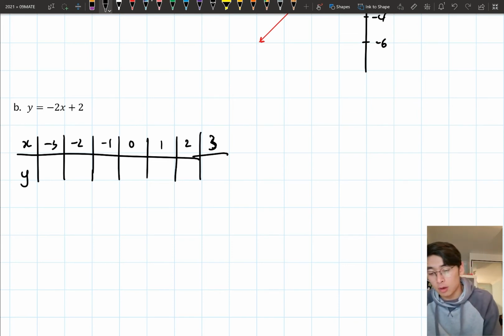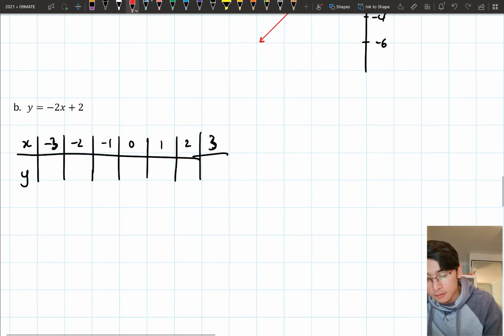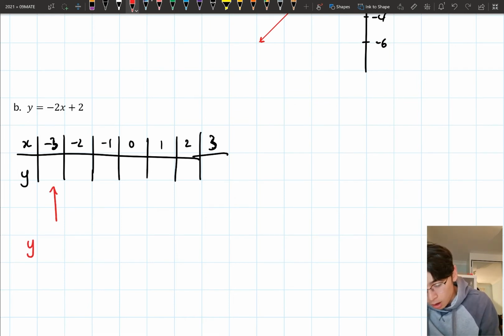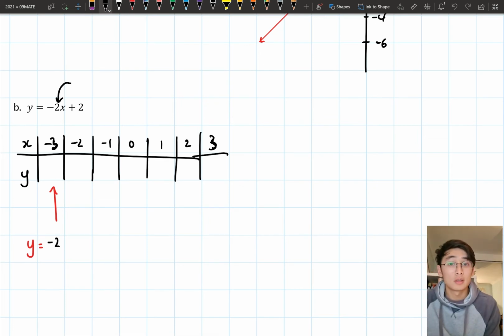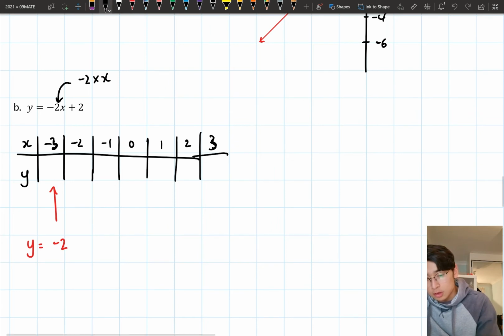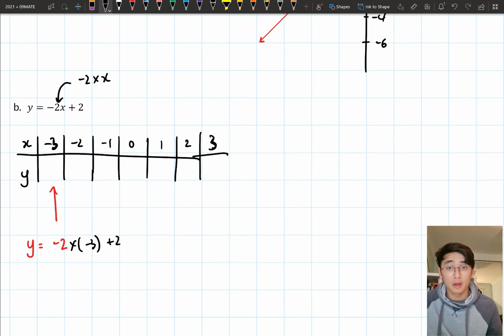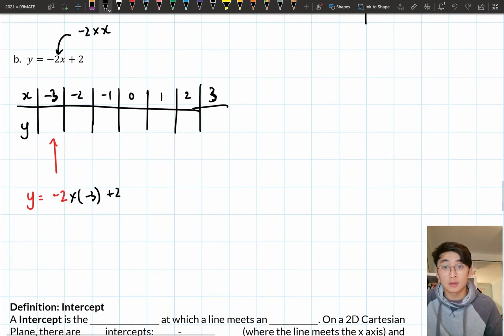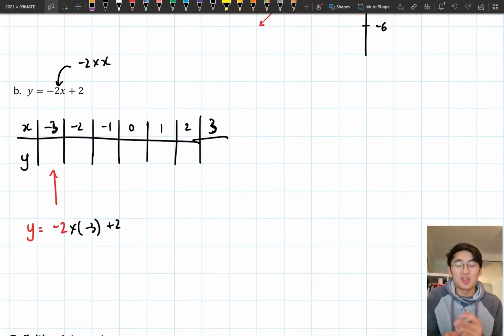So let's do that. First one, I'm going to substitute -3 into this rule. So here, for this first box, I'm going to have y is equal to -2. Now, when you see -2x, there's a hidden operation there. The hidden operation is -2 times x. And so what I need to do here is I need to do -2, that's part of the rule still, -2 times -3 plus 2. So we need to do this operation when we substitute our values in here.